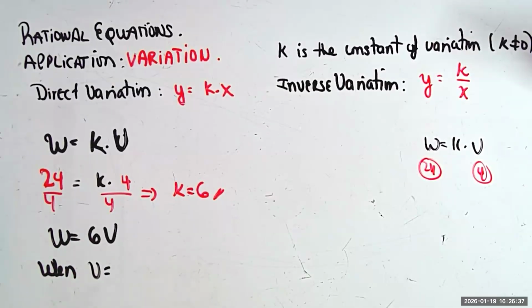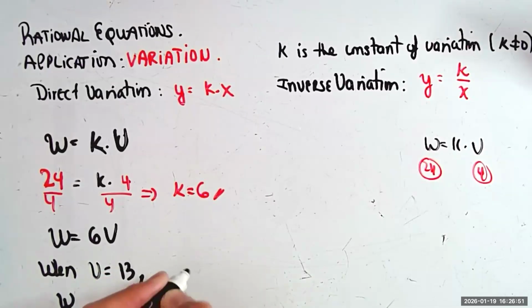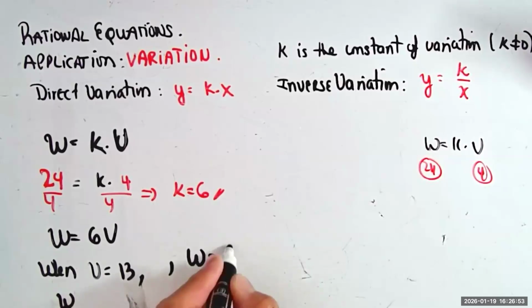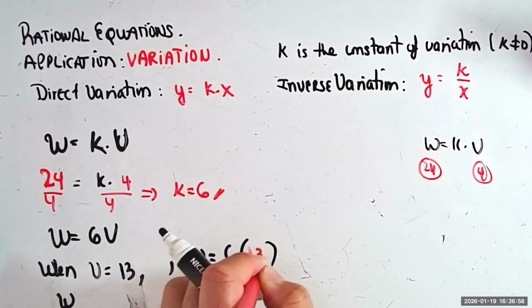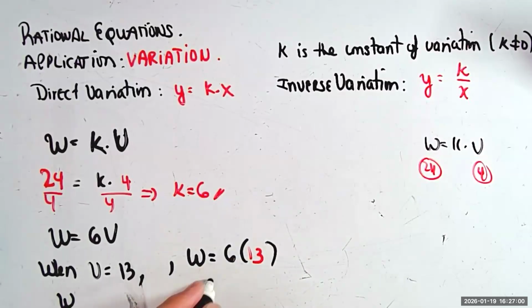When the volume is 13, the weight, we just do here, weight equals 6 times 13. We believe that's 78. And that would be it.